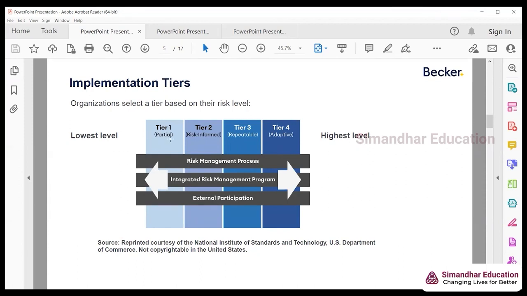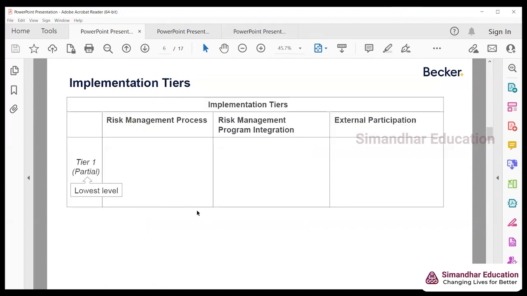So the first tier is partial. We'll discuss all of that. Partial basically means that we are not implementing it fully. Second is risk informed. Third is repeatable, and fourth is adaptive. That's fine. We'll discuss that. But lowest to highest based on the risk level, the perceived risk level of an organization. And we'll have the risk management process, integrated program, and then external participation. So let's go through all of them. Okay, so this is a box. This is a very good summary that has been given.